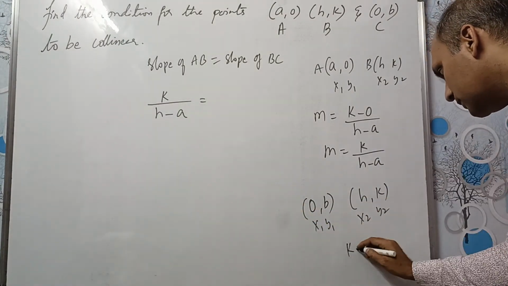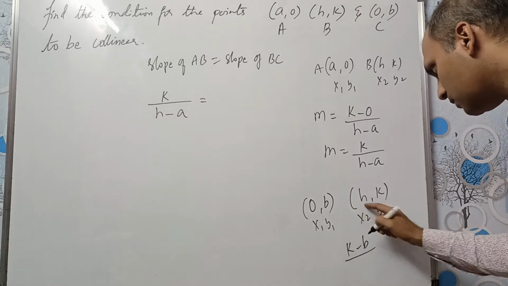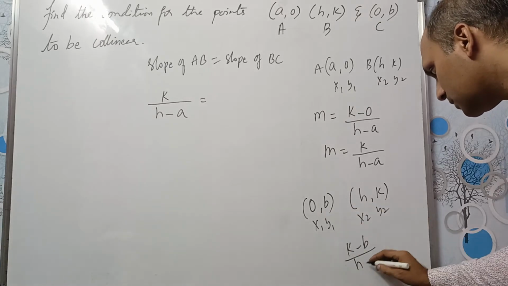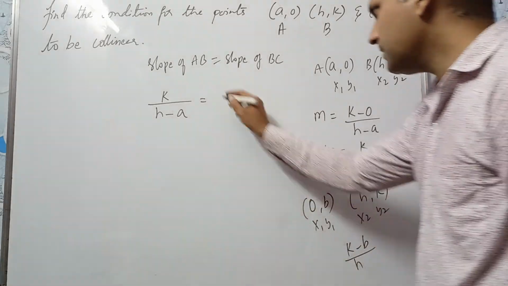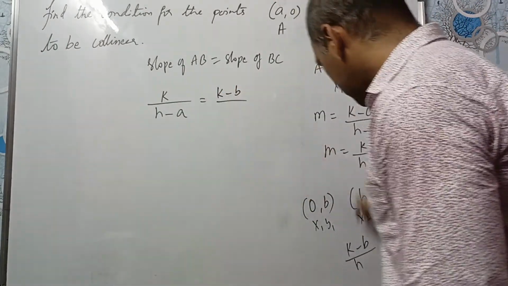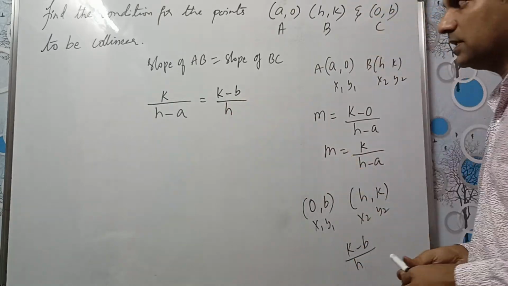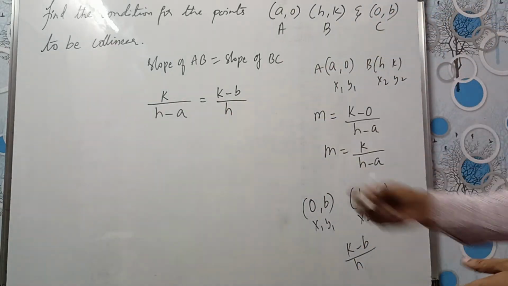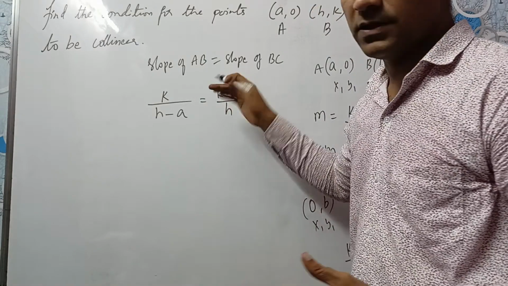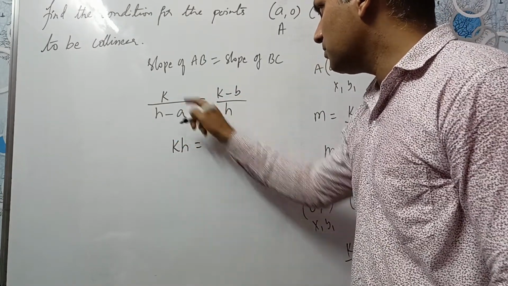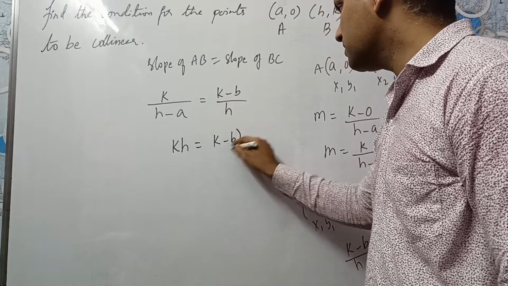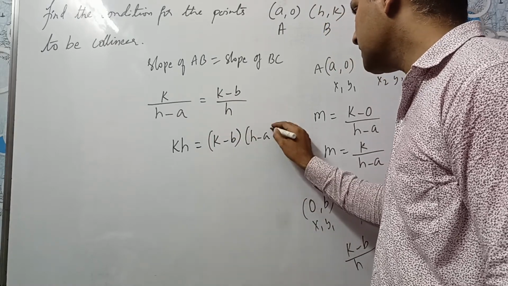Okay, will be equal to how much? y2 minus y1, that is k minus b, y2 minus y1 by x2 minus x1. Okay, so if you write k minus b divided by h will come here. This is the condition. Okay, now let us write this condition in the simplest form. So it will be kh, right? This will multiply and you will have k minus b multiplied by h minus a.